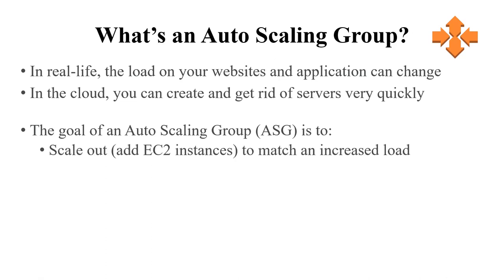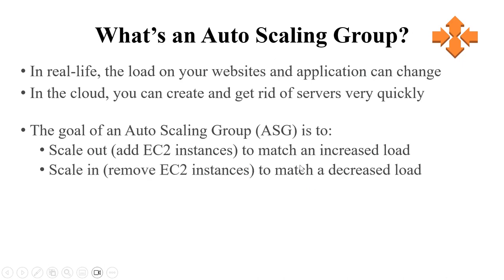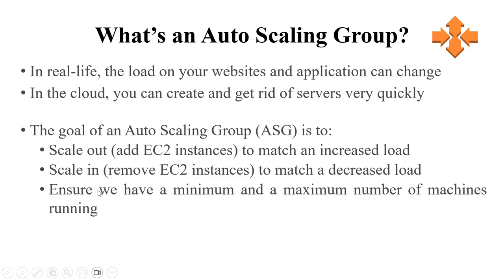The goal of the auto scaling group is to add more instances, that is scale out, the EC2 instances to match an increased load and handle that. Or scale in, that is remove the EC2 instances to match a decreased load. Whenever the load is decreased, why do you want to unnecessarily manage additional resources? Then remove it. Or if the load requires, yes, add it. Scale out, scale in, and make sure we have the minimum and maximum number of machines running.